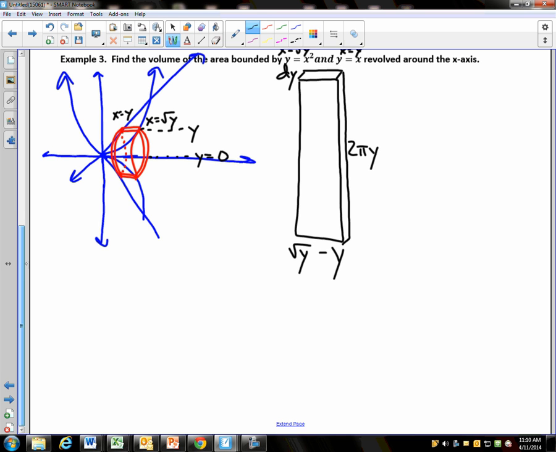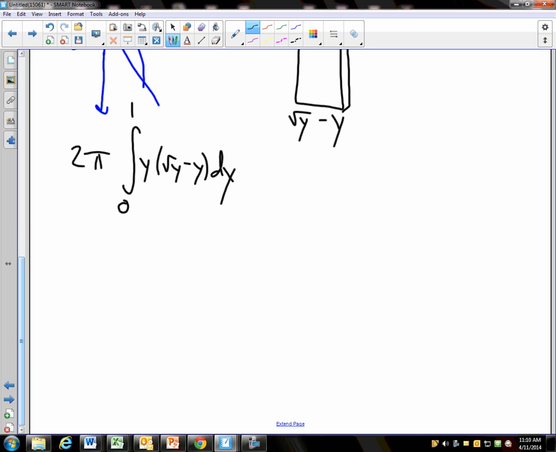I'm now going to go ahead and integrate. I have my 2 pi. I have my y. I'm going to multiply by the root of y minus y, dy. What are my bounds? Zero to 1. This intersection point right here comes out to be (1, 1), and so y is the height. So 0 to 1, very good. So I've set up the integral. Now it's time to integrate.